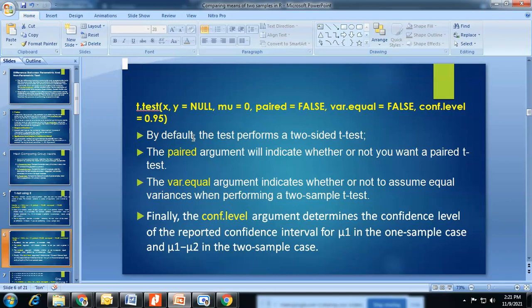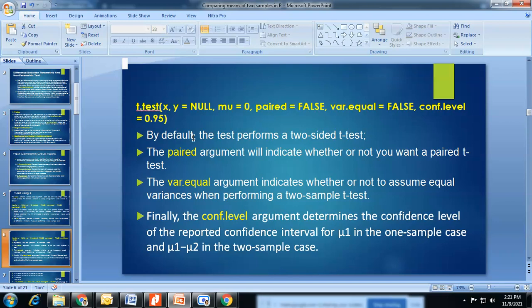So when the tail is extended to both sides of that normal curve, that is called two sided. So this t-test by default performs the two sided t-test. So it shows both regions, the positive side as well as the negative side, right side as well as left side.